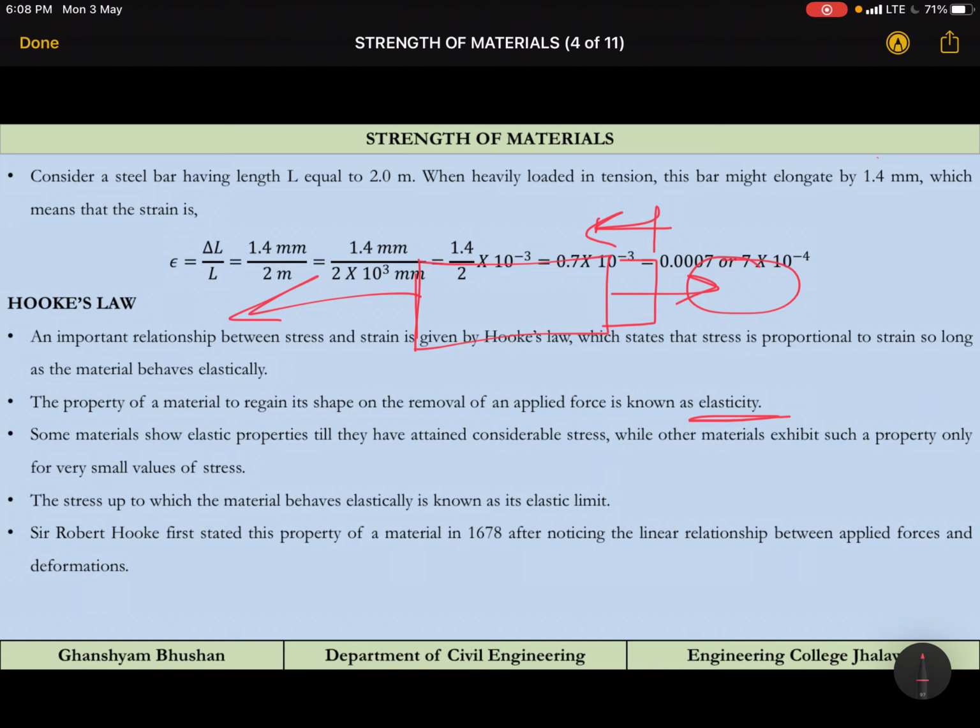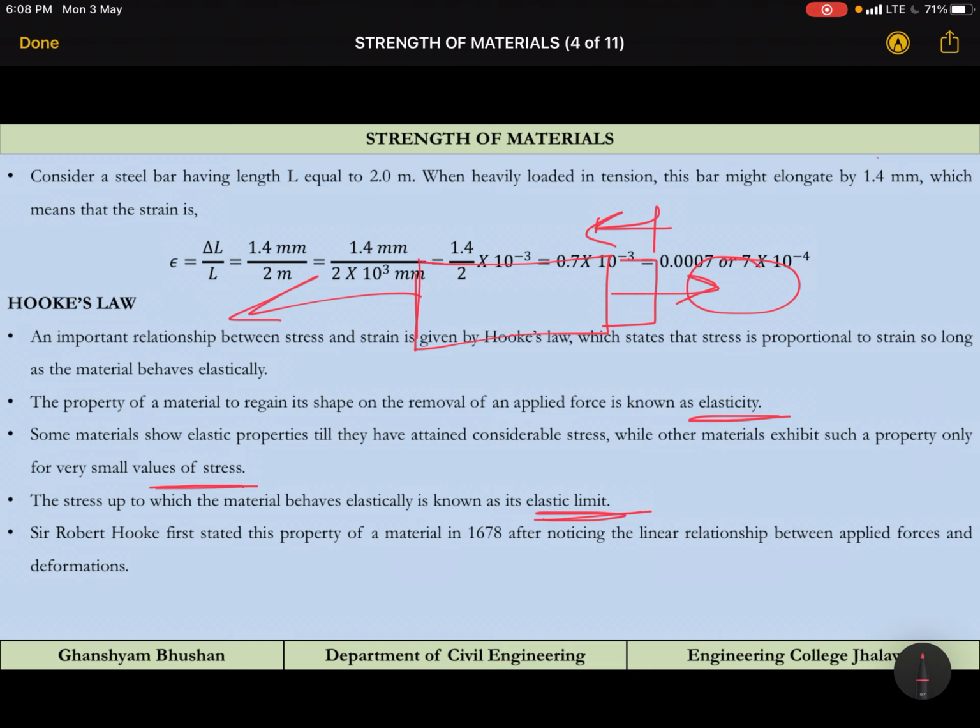Some materials show elastic property till they have attained considerable stress, while other materials exhibit such property only for very small values of stress. So this property depends upon the stress value. Some materials behave like this up to some small stress, but some show this behavior up to very high values. The stress up to which the material behaves elastically is known as elastic limit.